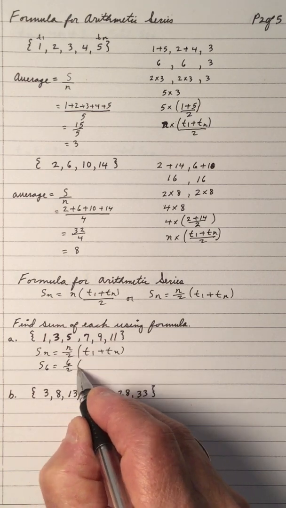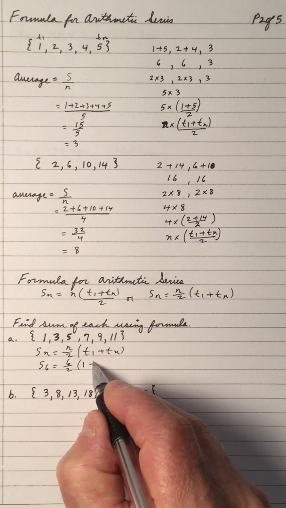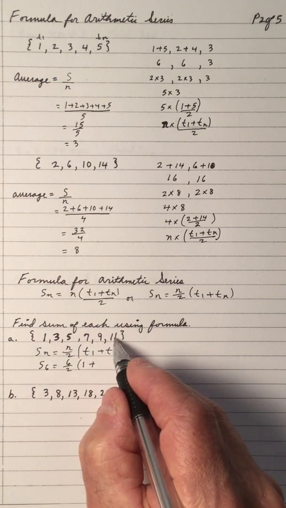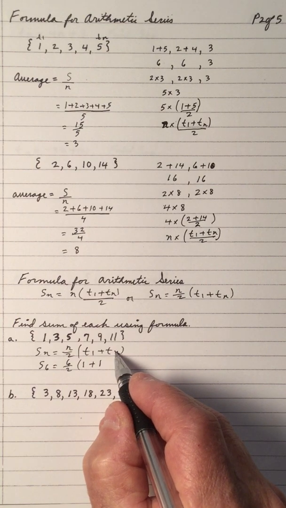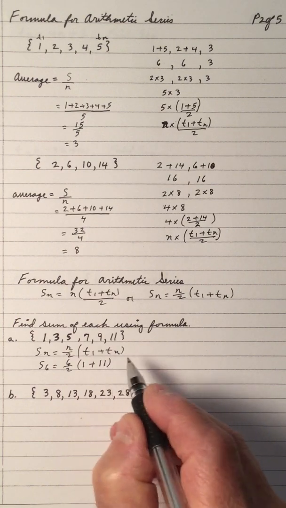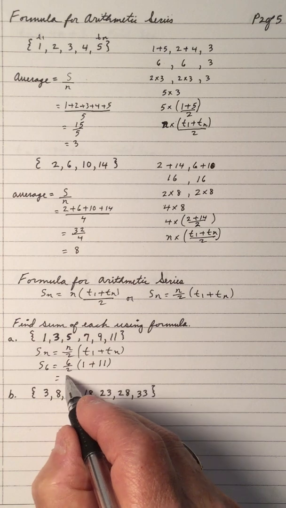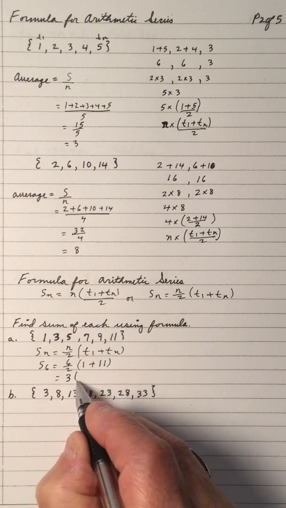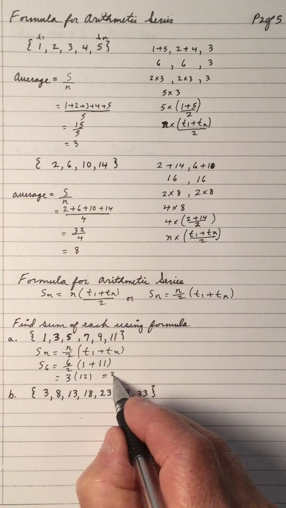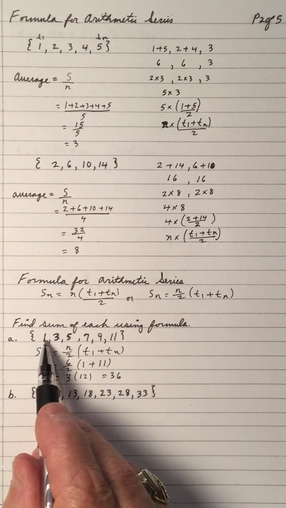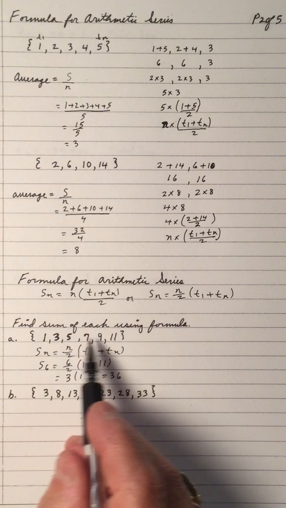6 is n. The first term is 1. And the Tn term is the last term, which is the 6th term. That's T6, which is 11. And that gives us 6 divided by 2 is 3. 1 plus 11 is 12. And it gives us a sum of 36. So if you add these numbers up, you will get 36.